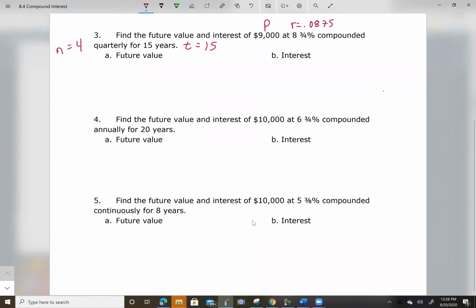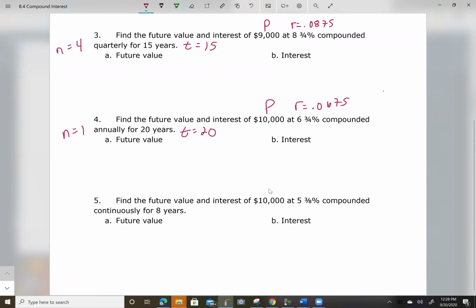Okay, again, I'll just help you set this up here. Your P is going to be 10,000. Your R, 0.0675. Compounded annually, once a year, means N is 1 and T is 20 years.